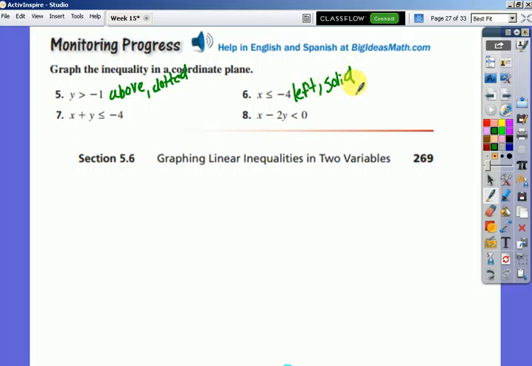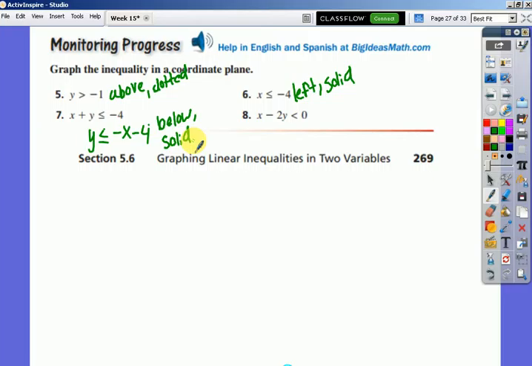Number 7. Do you think that's going to be above or below? Below, right. Because if you get the x to the other side, we simply have y is less than or equal to negative x minus 4. We graph those lines as usual. The only difference is if those lines are solid or dotted. So since it's going to the left of y, we know it's going to be below. And it's also going to be a solid line.